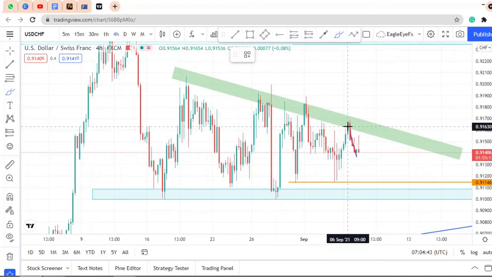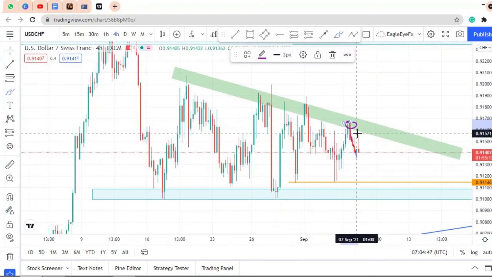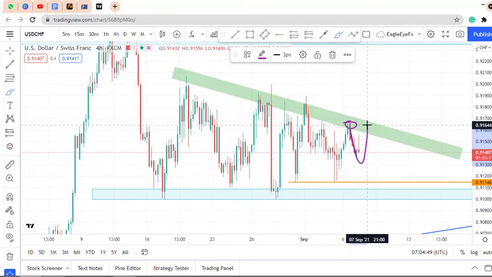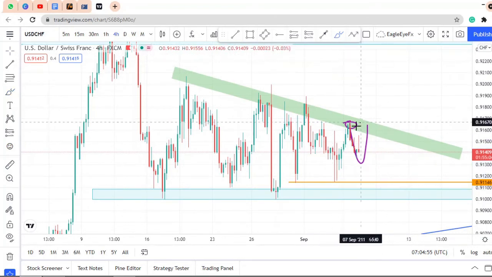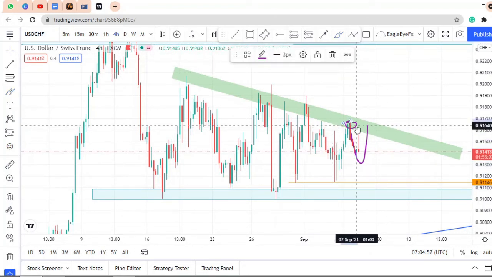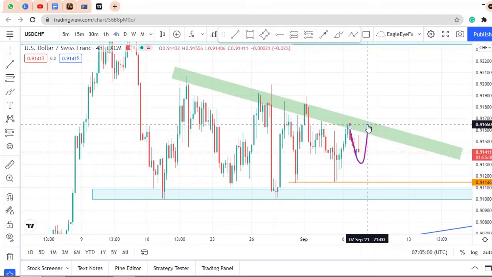So now what I said is I've already seen this market has come to this level here. So I'm expecting it to come back. I'll wait for it to come back before I can enter my sales. That is what I would rather do.